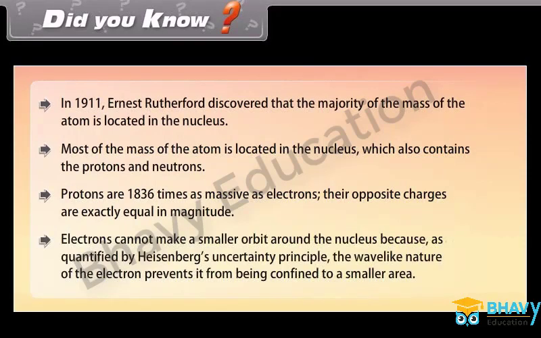Electrons cannot make a smaller orbit around the nucleus because, as quantified by Heisenberg's uncertainty principle, the wave-like nature of the electron prevents it from being confined to a smaller area.